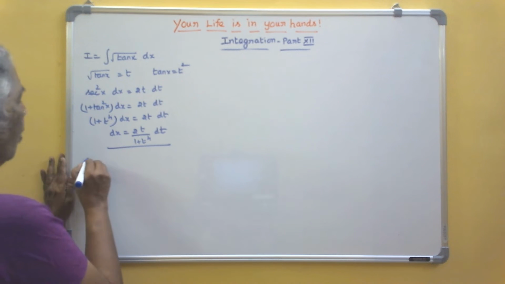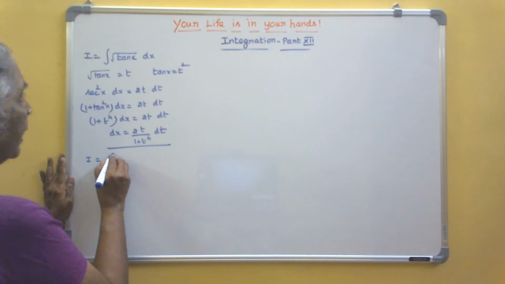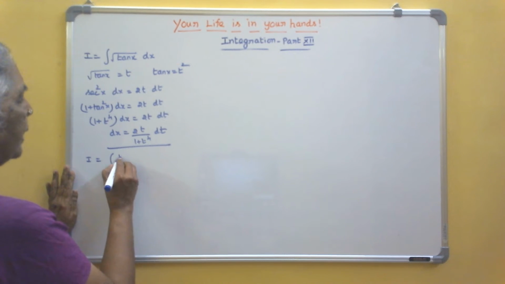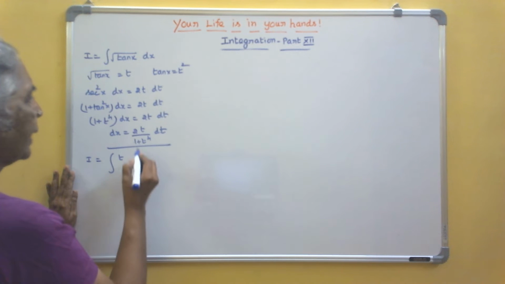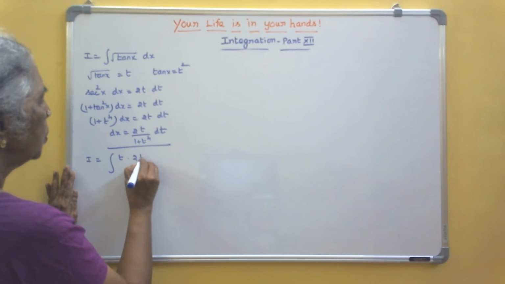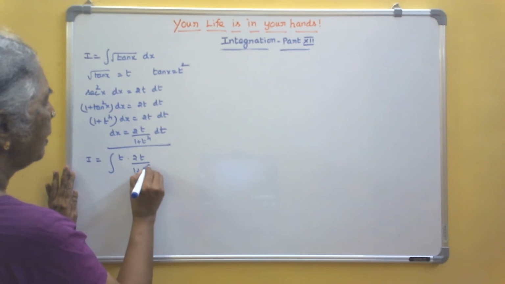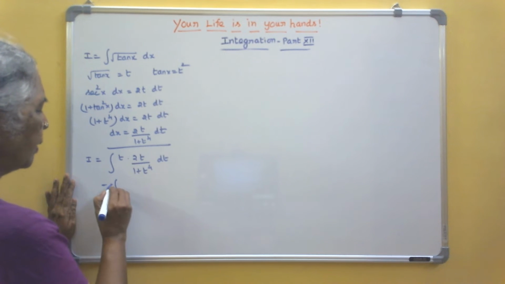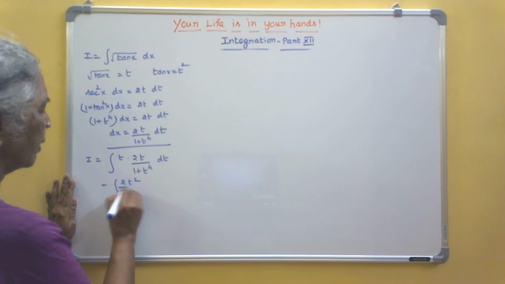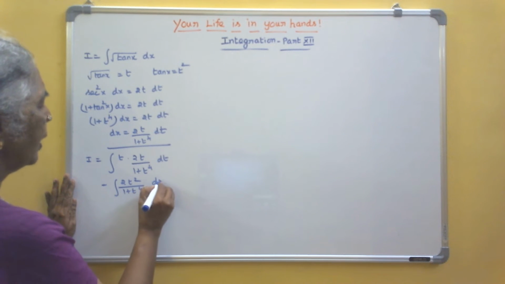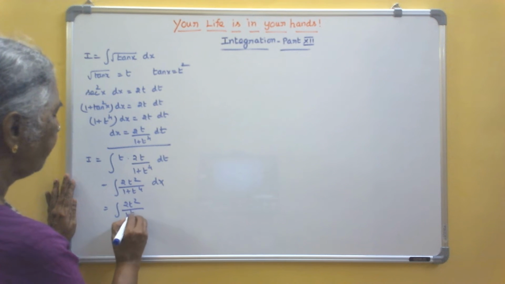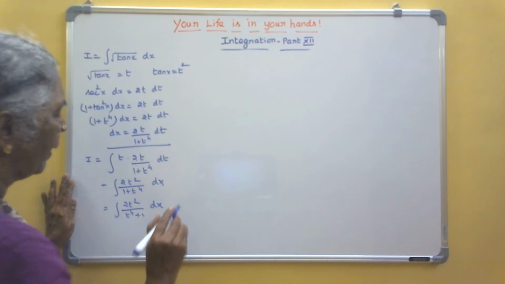So now let us move on to our I. I will become now integral root tan x, so that is t. Dx will be 2t by 1 plus t power 4 dt. So what do I get? 2t squared by 1 plus t power 4 dt. I will write it as 2t squared by t power 4 plus 1 so that the format will be clear to me.